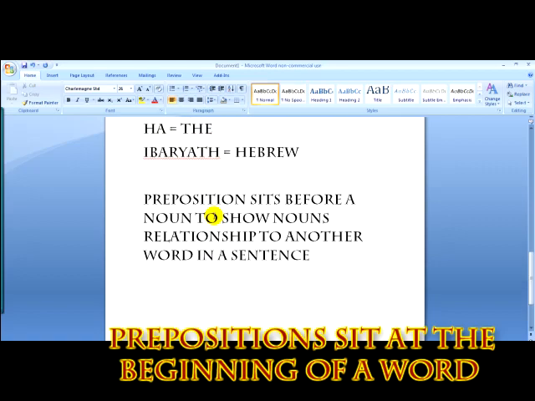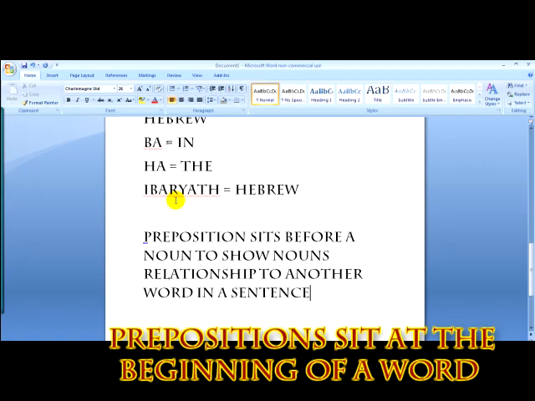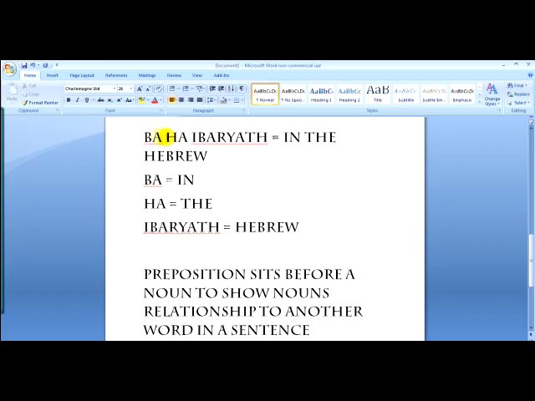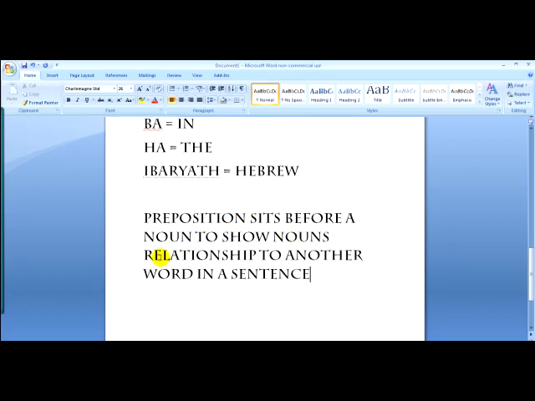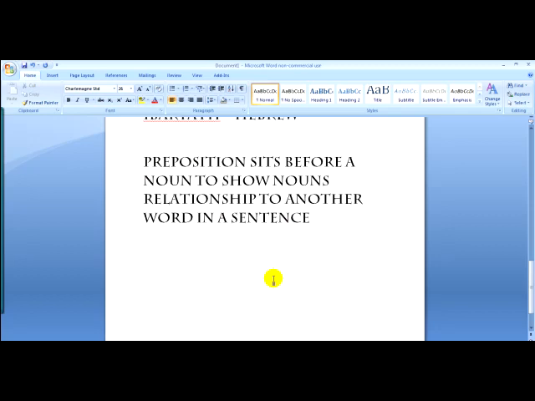Now I'll give you an example of a preposition which we just have here. Ba and ha are prepositions. Why? Because they're placed at the front of a word. That's why every time I say the letter ba at the beginning of a word is in, and ha at the beginning of the word is the. Then you have the endings, which we'll get into another time. So a preposition sits before a noun to show the noun's relationship to another word in a sentence.